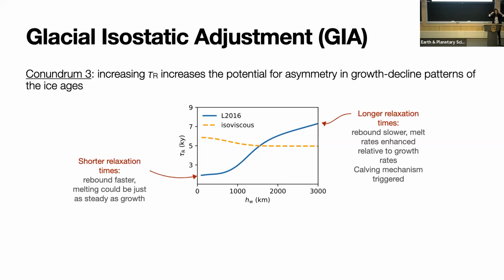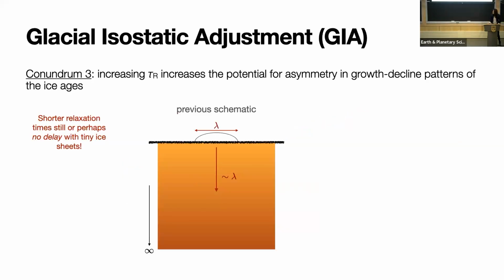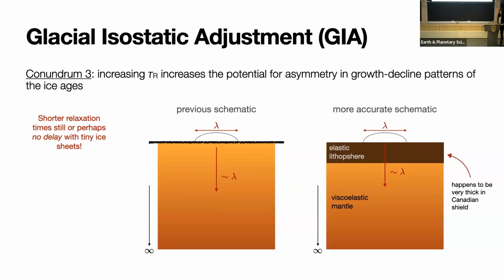Rebound is just, subsidence is just as fast as rebound, and rebound is just as fast as subsidence, right? And so this also could play a role in that asymmetry. And so I actually showed you a simplified schematic before. Actually, what's more the case in the Northern Hemisphere because of the Canadian Shield and the craton underneath it is that we actually have a really thick lithosphere in North America. And so thick lithospheres behave elastically. And so small ice sheets might not actually have that much delay at all because they're deforming elastically.